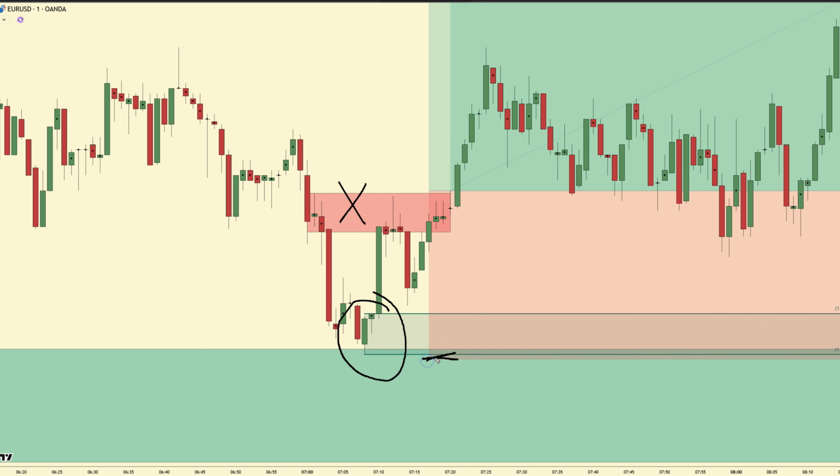That is where our stop goes under, and then our entry just goes above the distal line of our supply zone here, and we are simply trading the breakout.